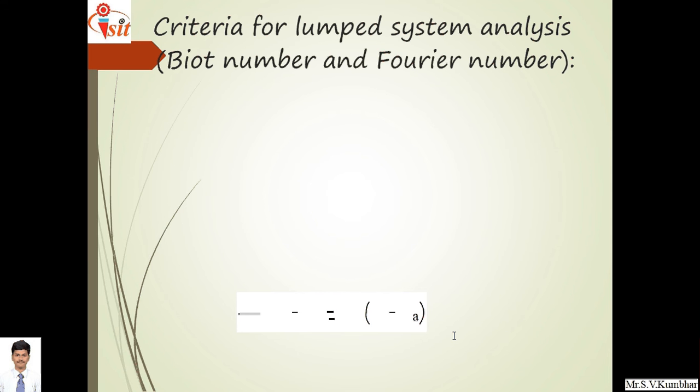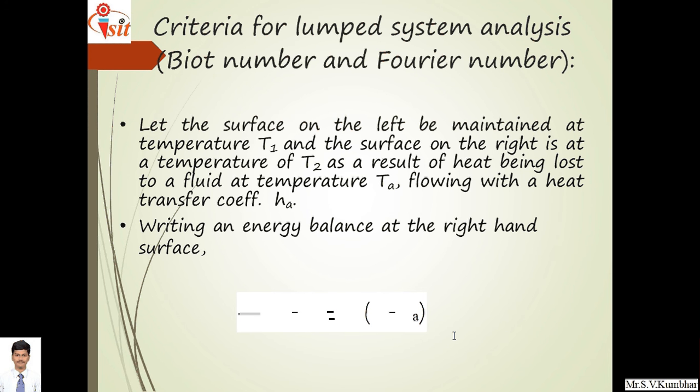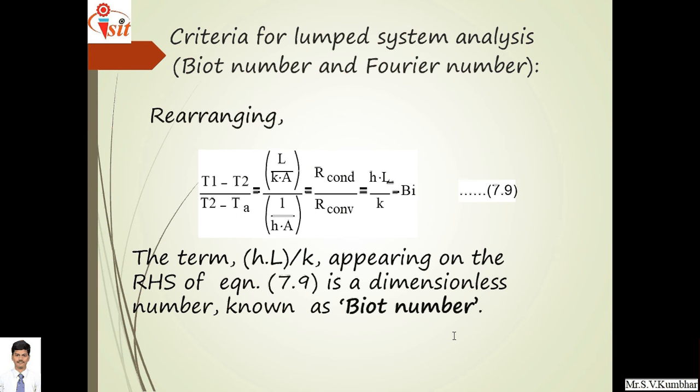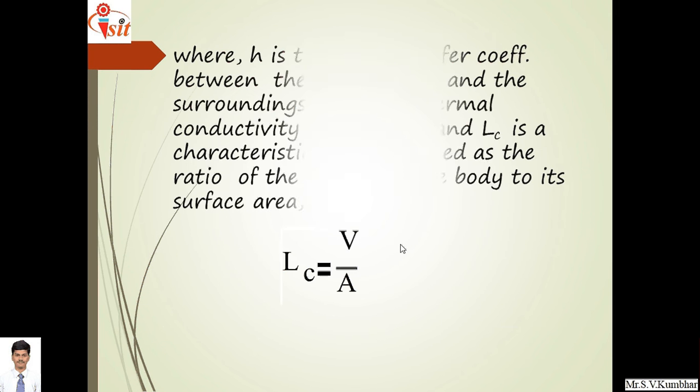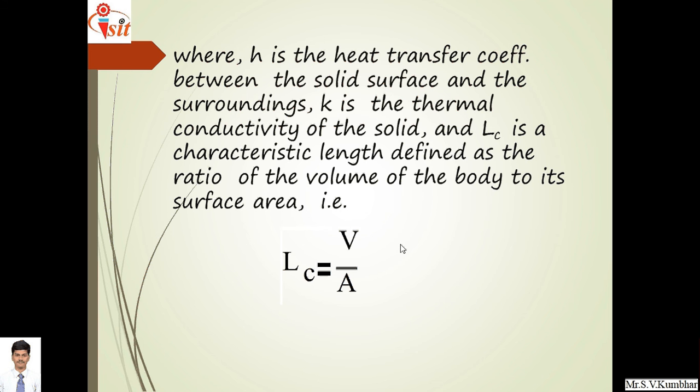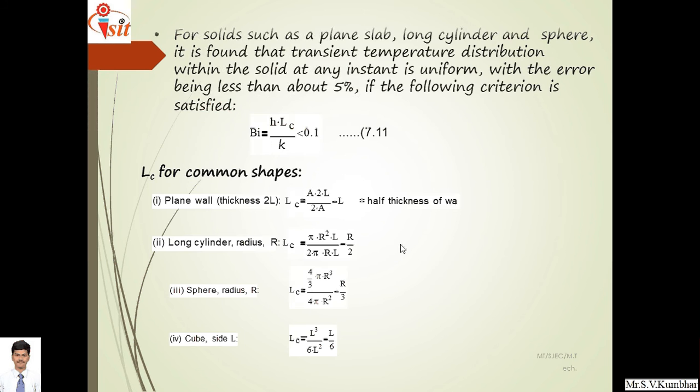In the previous video lecture, we studied the criteria for lumped system analysis, that is, the Biot number and Fourier number. We have defined the Biot number. The Biot number is the ratio of conductive thermal resistance to convective thermal resistance. Its equation is hL/k, where h is the convective heat transfer coefficient, L is the characteristic length, and k is the thermal conductivity of the material. The characteristic length of any material is calculated as volume upon surface area. We have studied this part.